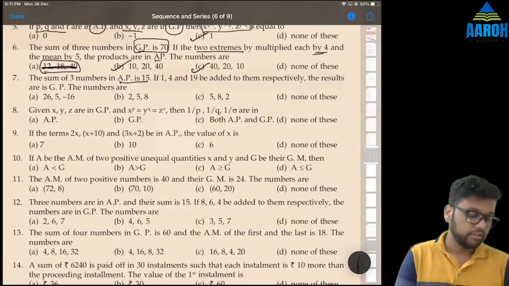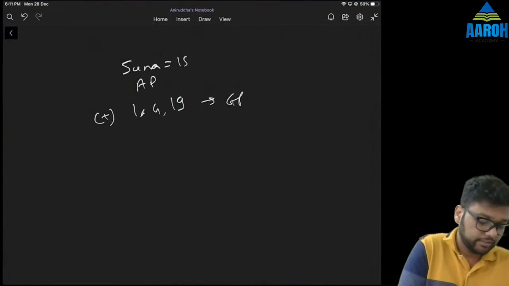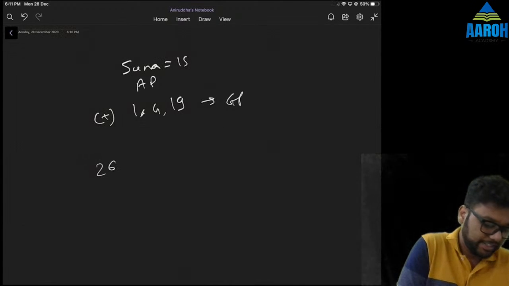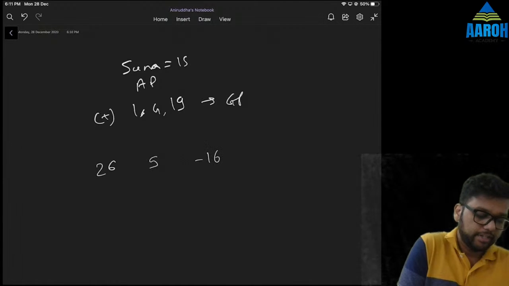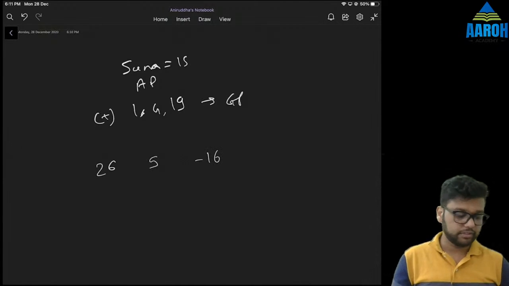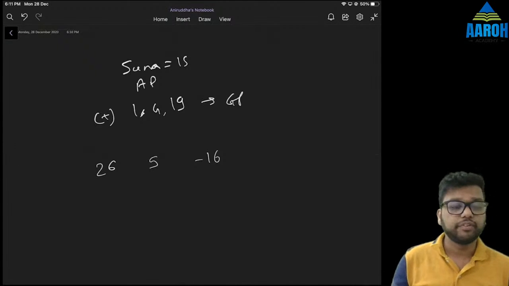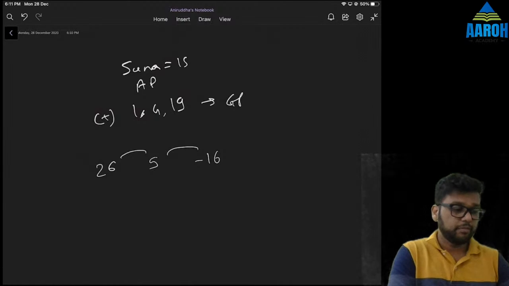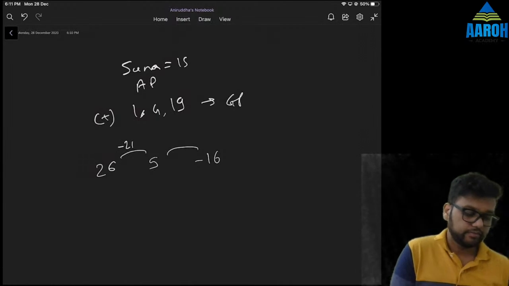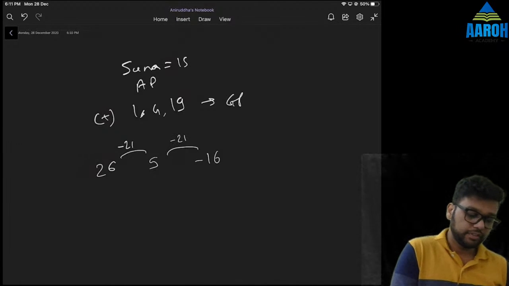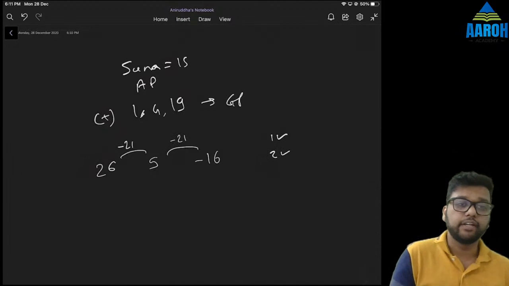Option 1 is what? 26, 5 and minus 16. Okay, just a second. 26, 5, minus 16. Their sum, check if sum is 15. 26 plus 5 minus 16. 15 is correct. Check if they are in arithmetic progression. 5 minus 26 is minus 21. And minus 16 minus 5 is also minus 21. So first condition is satisfied, second is satisfied.